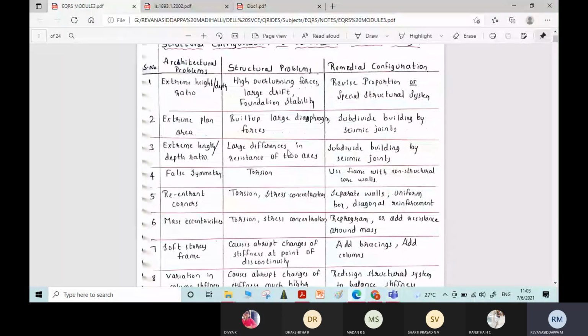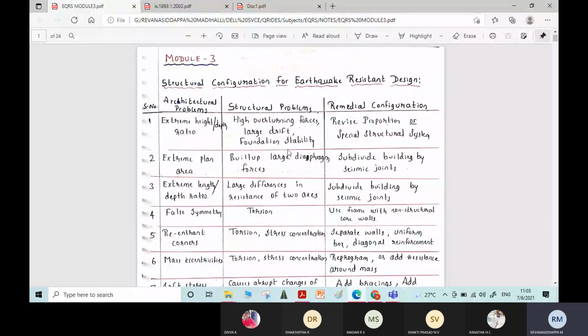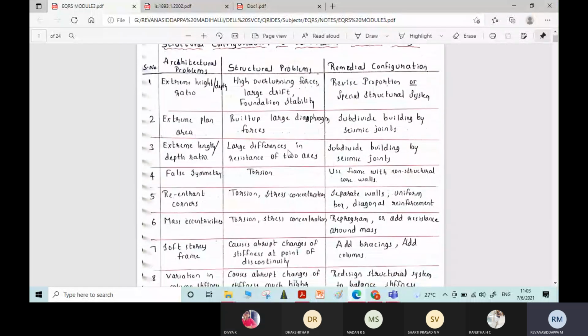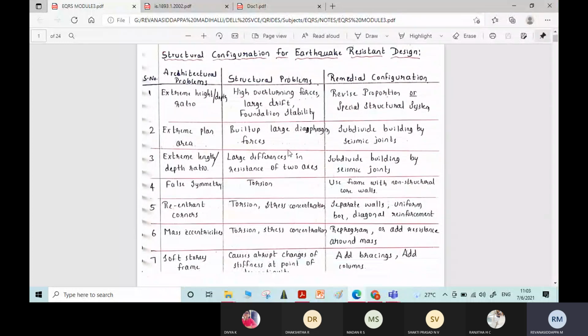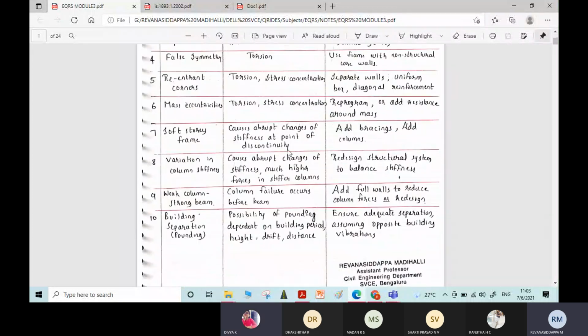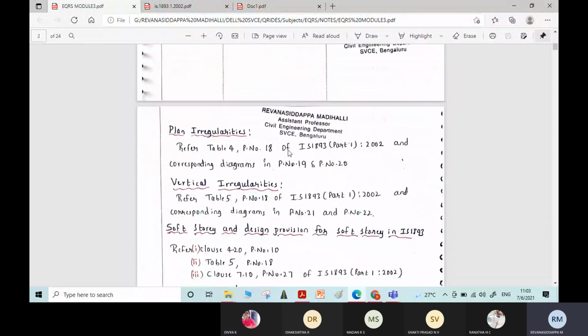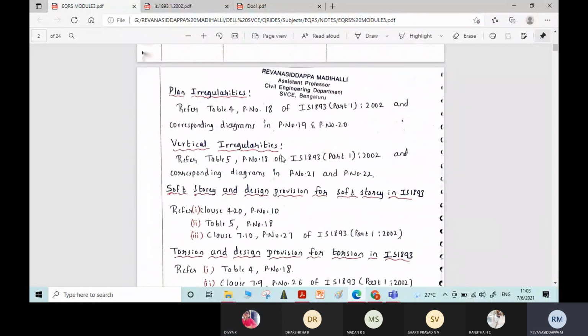So in the previous class of the earthquake resistant structures subject, I discussed the structural configuration and the plan irregularities of a building. Today's class will discuss the next topics, that is vertical irregularities, soft storey, and design for soft storey, etc.